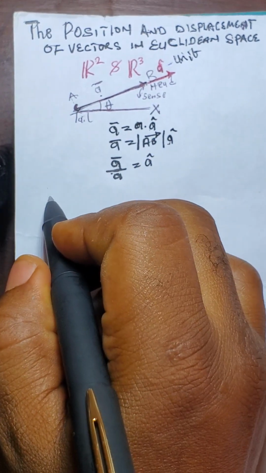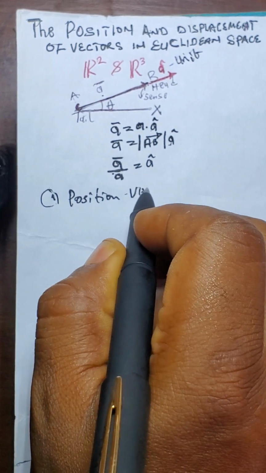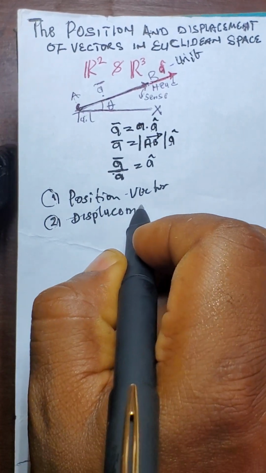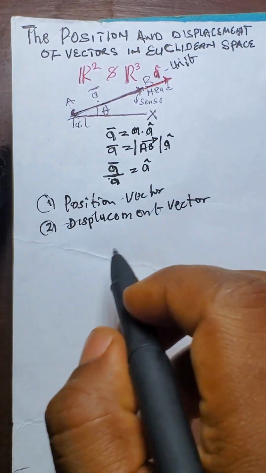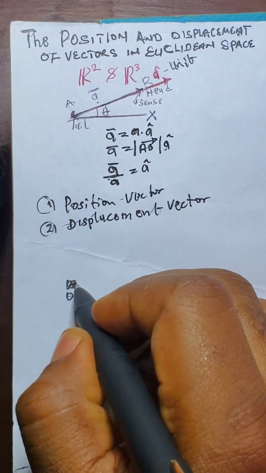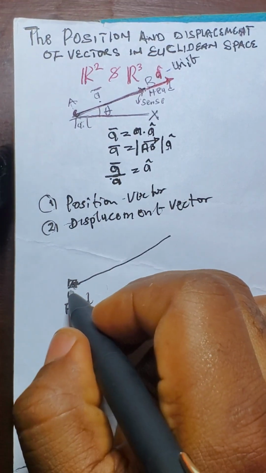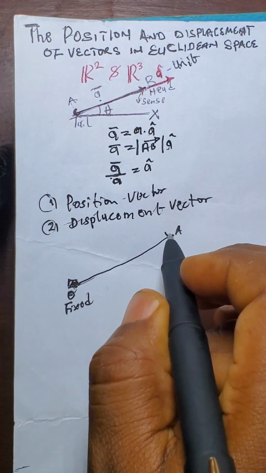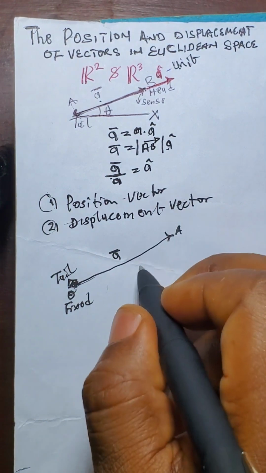Now, we want to talk about the difference between what is called, number one, position vector, and number two, displacement vector. Now, the difference is this. If we have a fixed point, call it fixed point O, this is a fixed point. That means this particular point O does not move at all. And you have a vector connecting O to a point, let's say A. This particular vector that we have here, whose tail is tied to a fixed point, is called position vector.